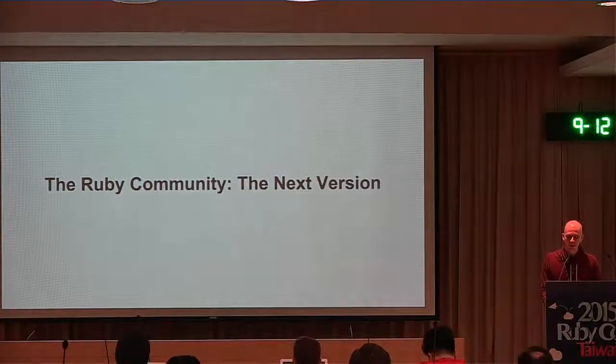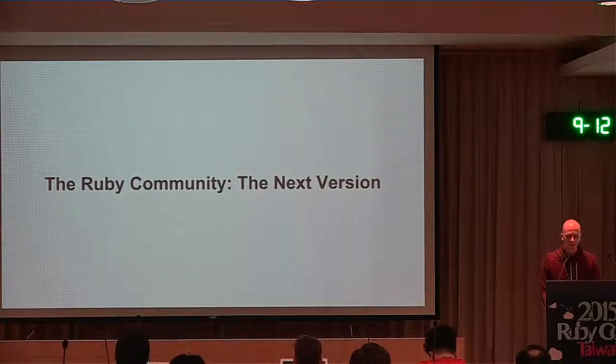I would also recommend you read this blog post by Adam Hawkins. He named it the Ruby community, the next version. He argues that the community has been disregarding some of the fundamental software design principles for some time. And he makes some suggestions for how we can move forward in that regard.